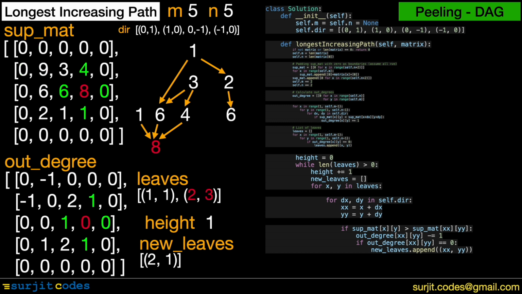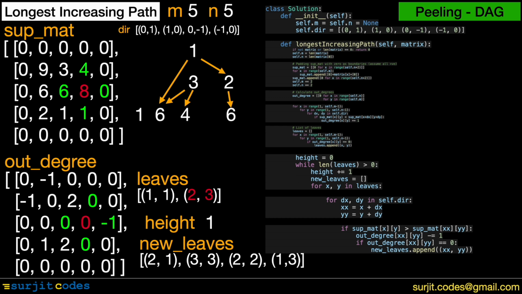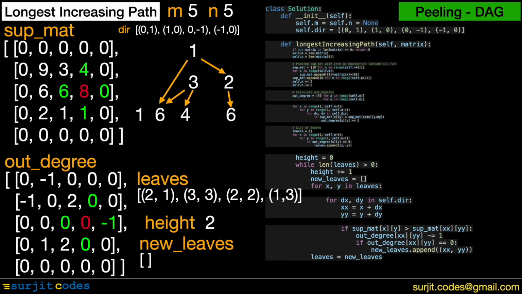Now we peel off 8 present at 2, 3. Out degrees of 1, 6 and 4 are decreased by 1. All the 3 have become 0, so they are added to new leaves. Processing of leaves is over. For next iteration, new leaves replaces leaves. Leaves is not empty, so height is increased by 1 and new leaves become empty.